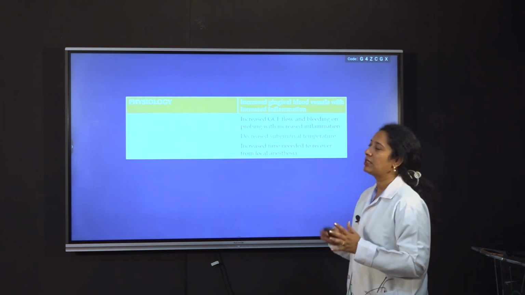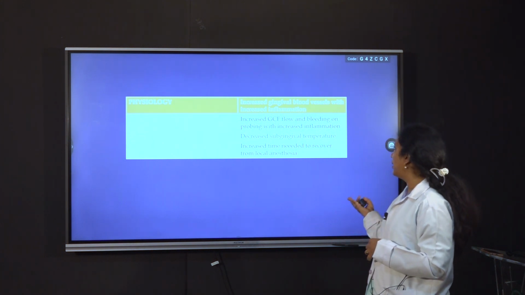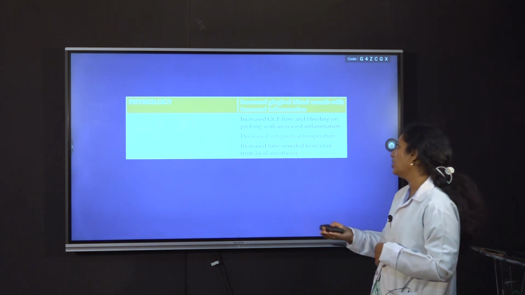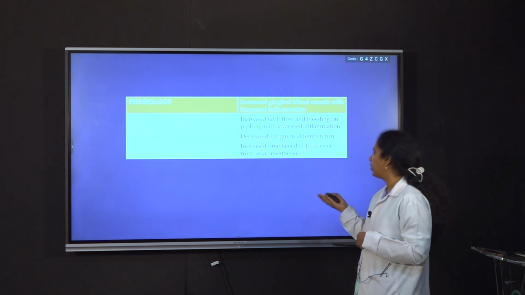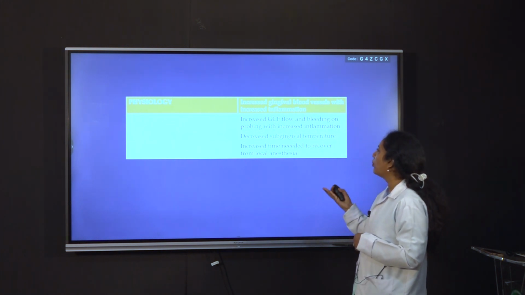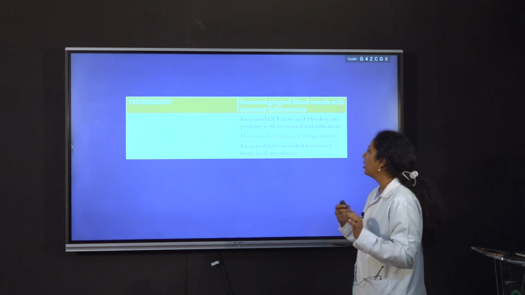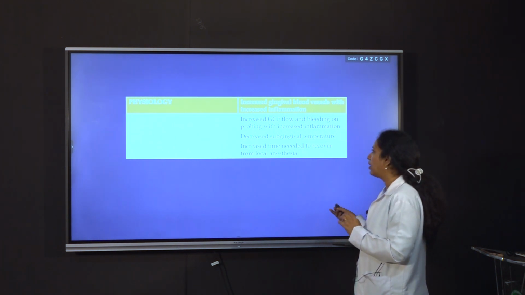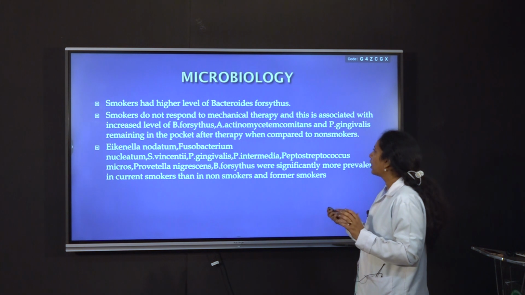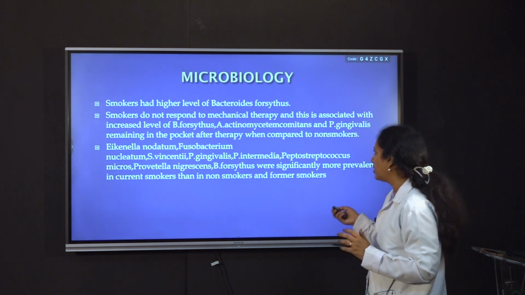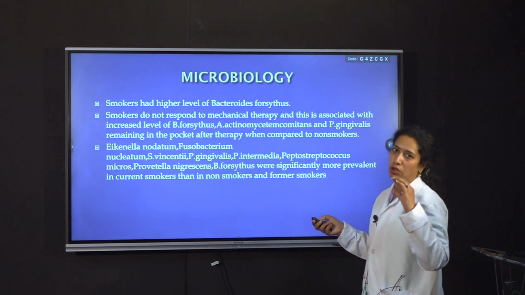Physiology. What happens to the physiology? Increased gingival blood vessels with increased inflammation, increased gingival crevicular flow, and bleeding on probing will increase inflammation. Decreased subgingival temperature, increased time needed to recover from local anesthesia. So, as I already mentioned, the microbial load is increased.